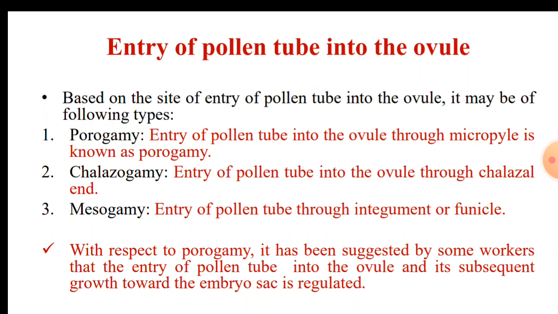Now, entry of pollen tube into the ovule. Based on the site of entry of pollen tube into the ovule, it may be of following types. That is, number one, porogamy. In porogamy, the pollen tube enters through micropylar region. When pollen tube enters into the ovule through micropyle, it is known as porogamy. Chalazogamy, that is entry of pollen tube into the ovule through the chalaza. Mesogamy, when pollen tube enters through integument or funicle, it is known as mesogamy.